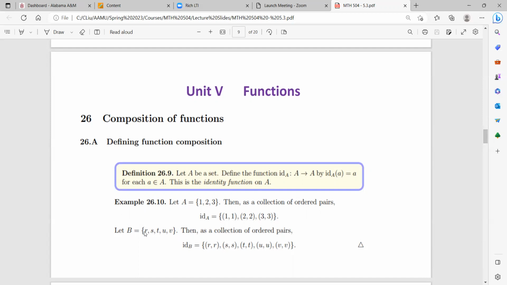Similarly, if set B has five elements R, S, T, U, and V, then the identity function on B is just the set of all the pairs (R,R), (S,S), (T,T), (U,U), (V,V).